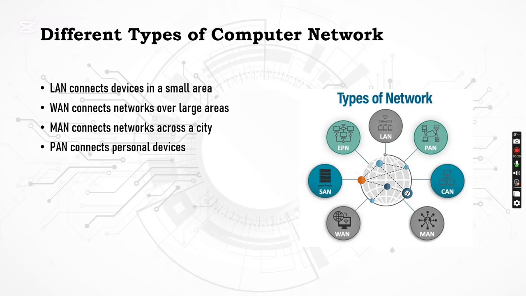Different types of computer network. LAN connects devices in a small area. WAN connects networks over large areas. MAN connects networks across a city. PAN connects personal devices.